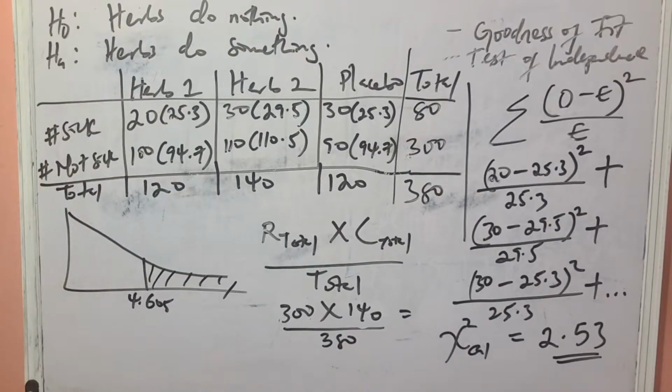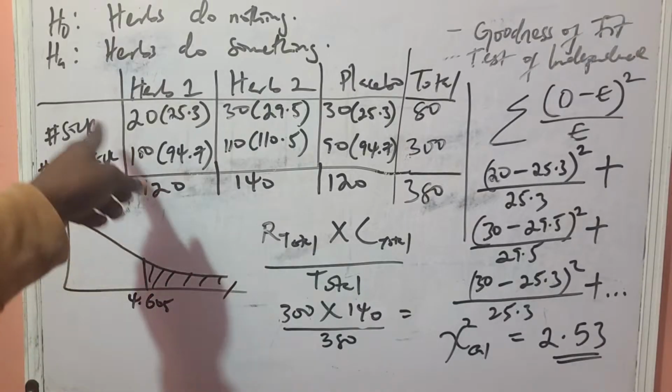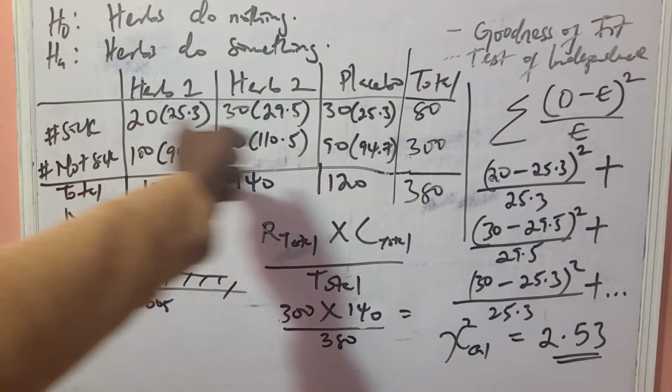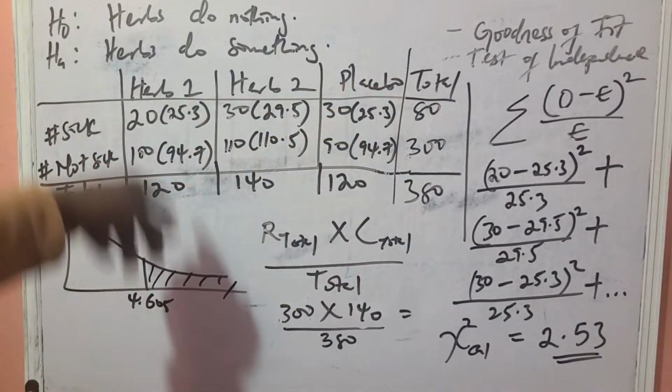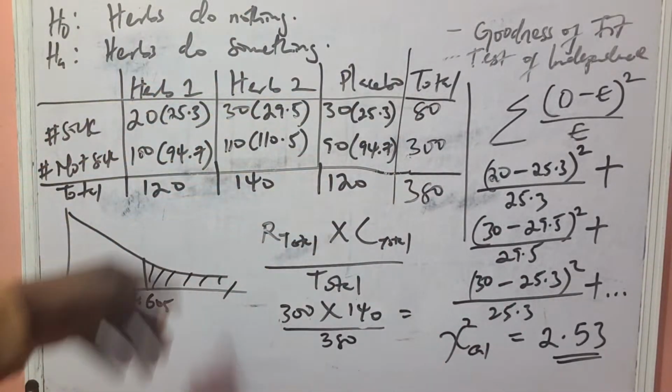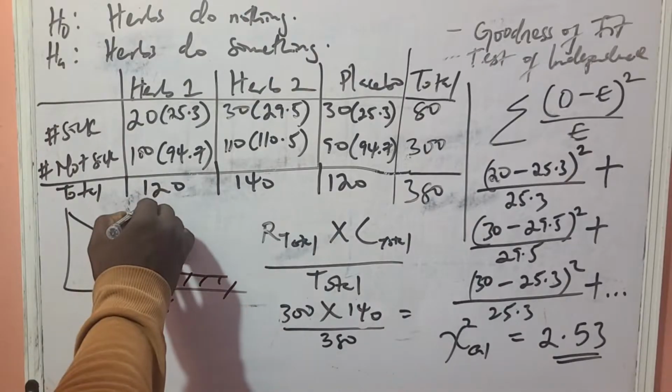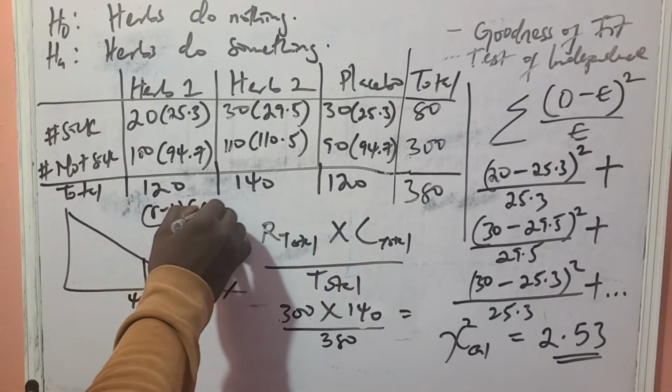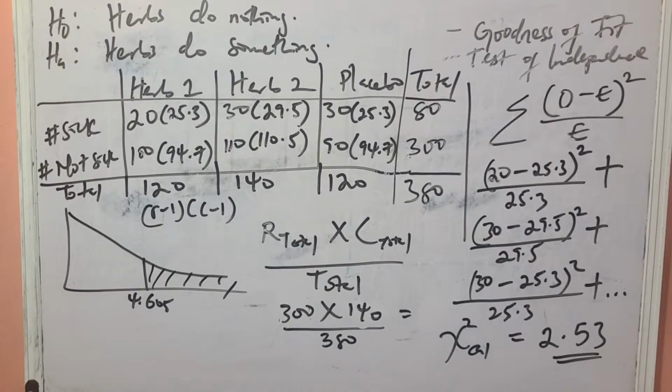Good. Now, the other thing is, how do you find your critical value? You find your critical value by getting the degree of freedom. How do you get your degree of freedom? You do the row minus 1. Number of rows. In this case, we have 2 rows. And we have how many columns? You have 3 columns. So you do row minus 1, multiply by column minus 1. You get your degree of freedom there. You check it on your table, you find your critical value.